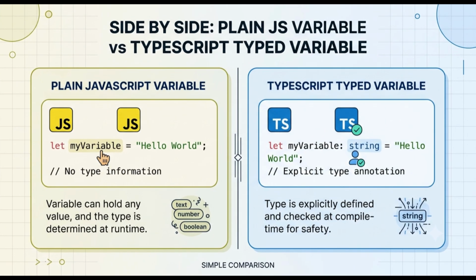TypeScript is a superset of JavaScript. It adds a type system on top of JavaScript. Every valid JavaScript file is also valid TypeScript. But TypeScript lets you add type annotations that describe what shape your data has.